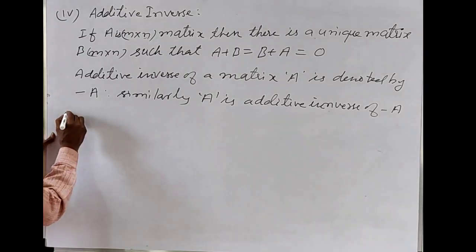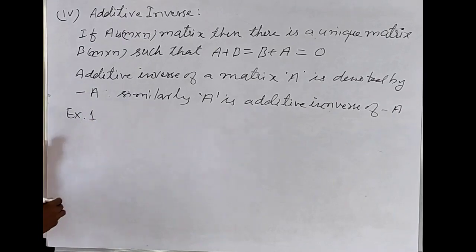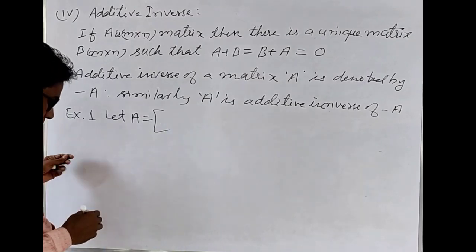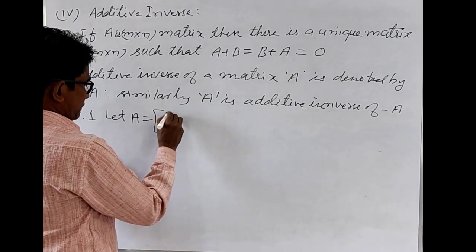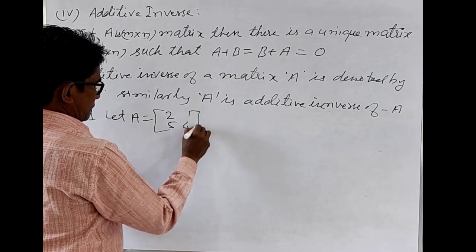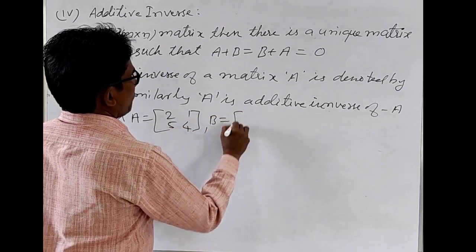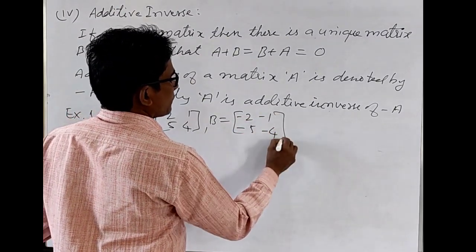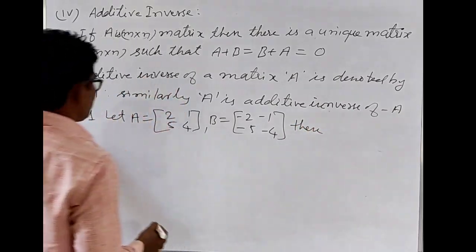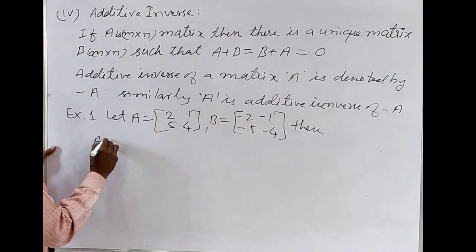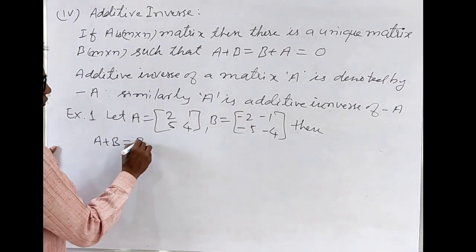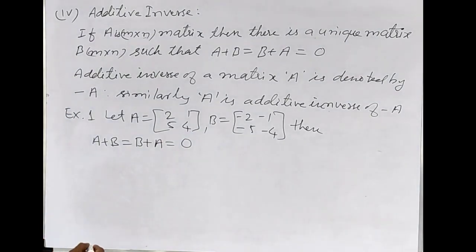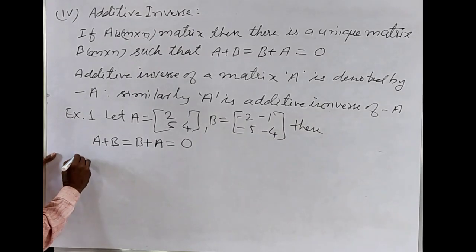So take one example. Let A is equal to 2, 1, 5, 4. B is equal to minus 2, minus 1, minus 5, minus 4. Then A plus B is equal to B plus A is equal to O, which means 0 matrix or null matrix. Now let us see A plus B.